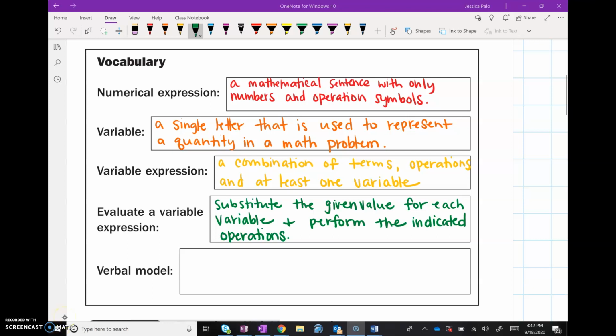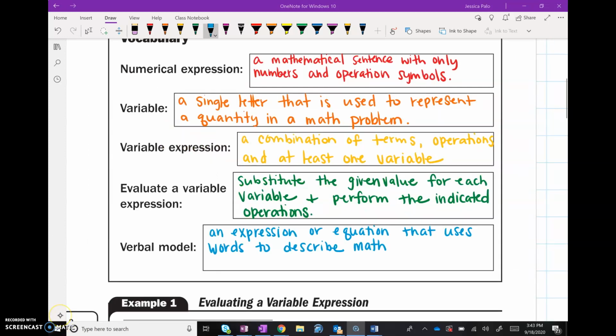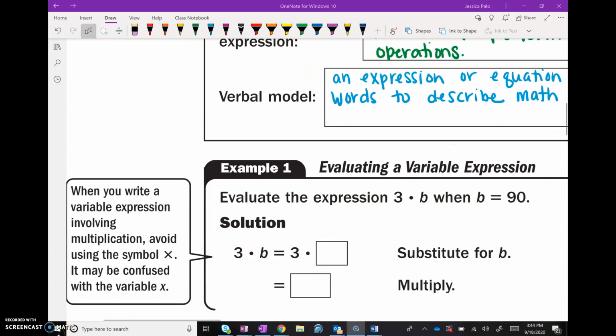A verbal model can be an effective way to write variable expressions. A verbal model is an expression or an equation that uses words to describe the math. It's a real-life example. Example 1 asks you to evaluate the following expression: 3 times b when b equals 90.